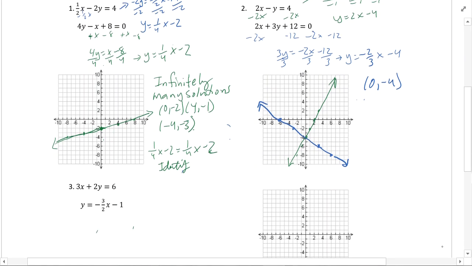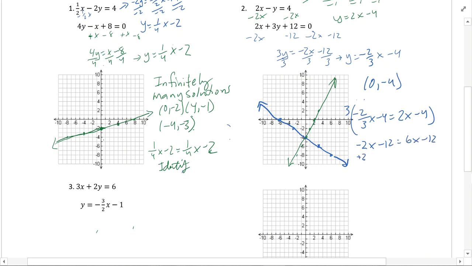All right, so we've shown our solution by graphing. Now let's go ahead and show our solution by substitution. So again, since these are both set equal to y, I'm just going to substitute them in for each other. So I get -2/3x minus 4 is equal to 2x minus 4. At this point, I don't want to work with fractions, so I'm going to multiply everything by 3. So I'm going to get -2x minus 12 equals 6x minus 12.